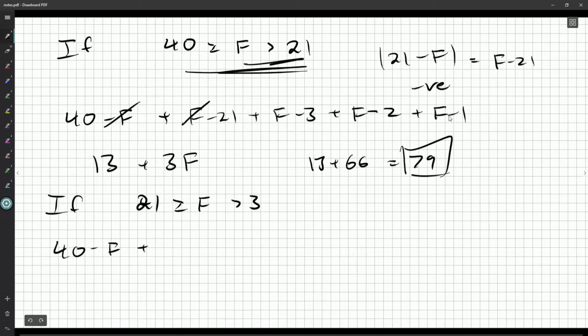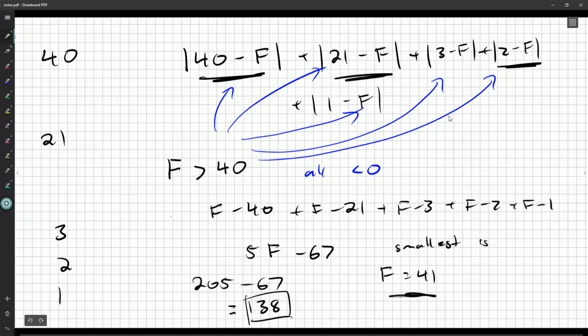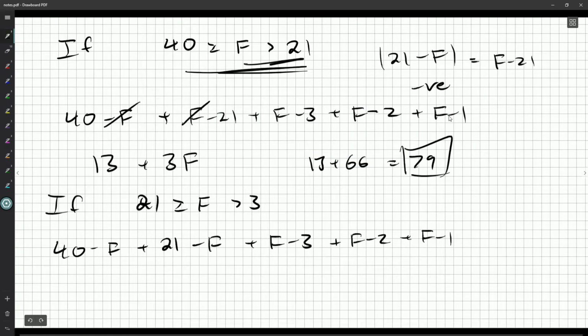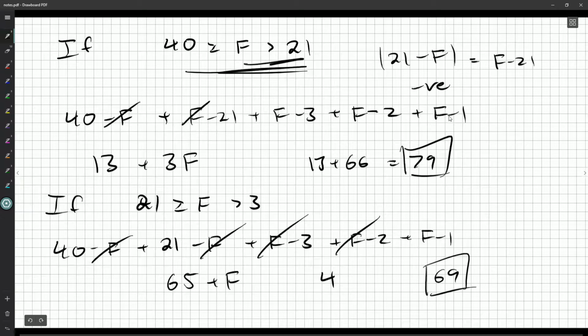So the number of floors looks a little something like that, and then we get f minus 3, f minus 2, because these ones will have to flip around because they're still negative expressions in here. Okay, well, more of the f's are canceling out. I'll get 40 plus 21 minus 6, so that'll be 40 plus 15. So 65 plus f, and the smallest f can be here is 4. So that'd be 69 floors that everyone travels. Well, that's better. So meeting on floor 4 is looking pretty good.